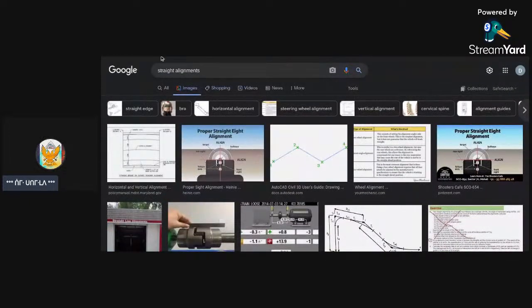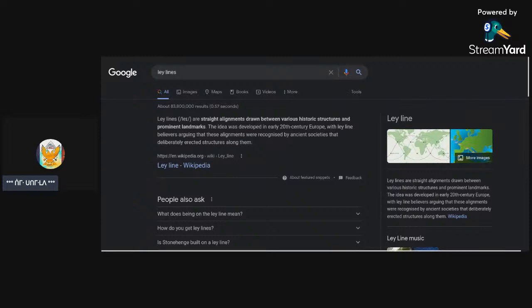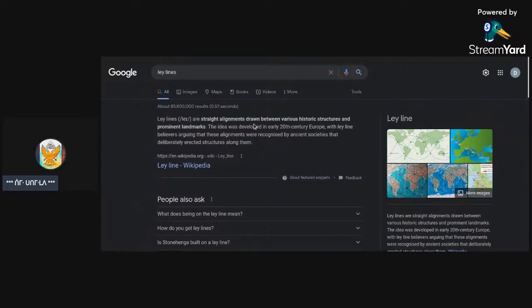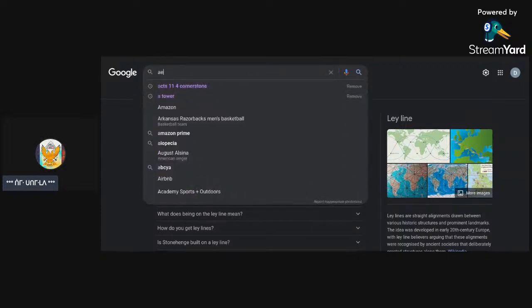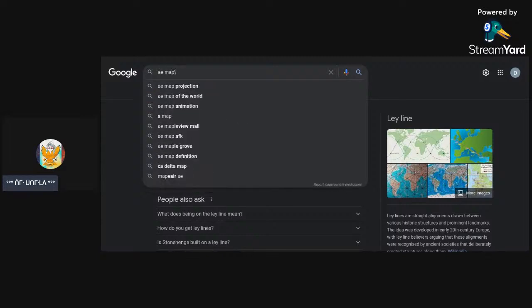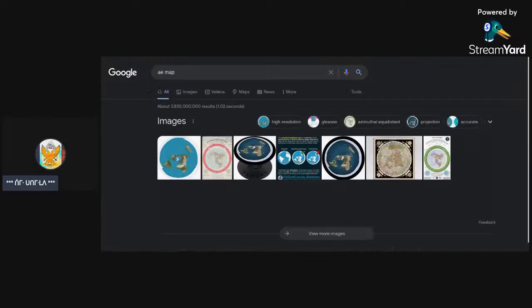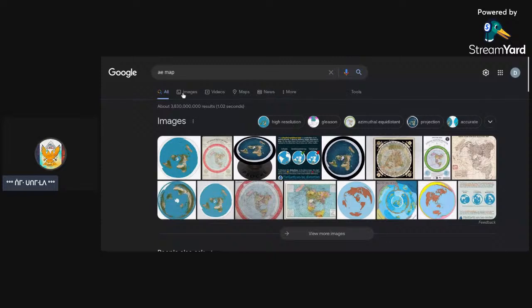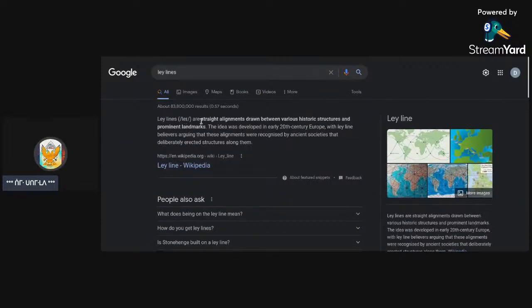But what are ley lines? Going back to the definition of it. Ley lines are straight alignments drawn between various historic structures and prominent landmarks. Does it say, let me go to the AE map, AE map. Y'all need to really pay attention to what I'm saying because I don't think that people get it. I'm going to go back and read this again. Ley lines are straight alignments drawn between various historic structures and prominent landmarks, okay?